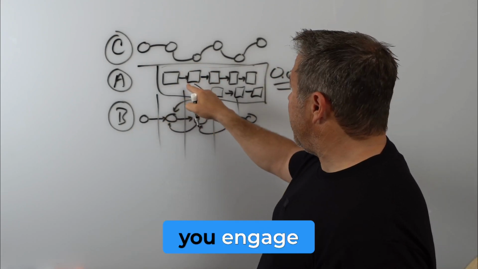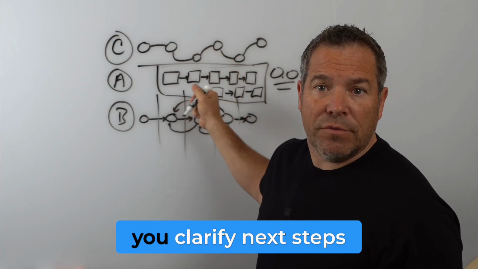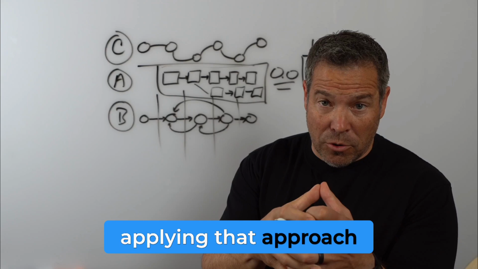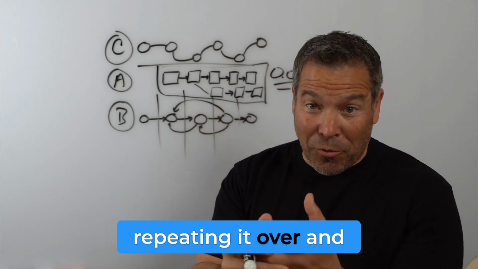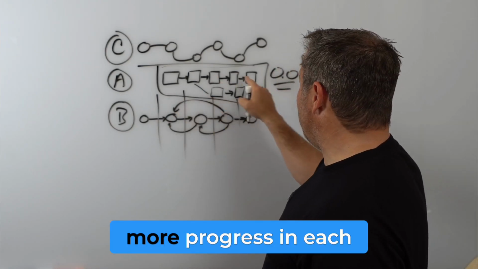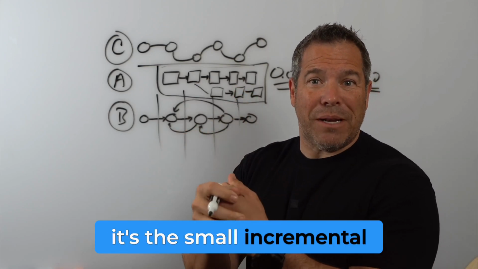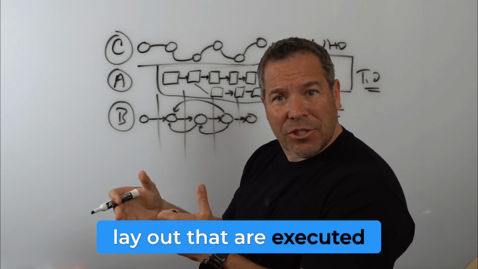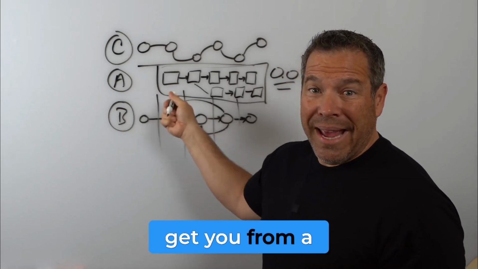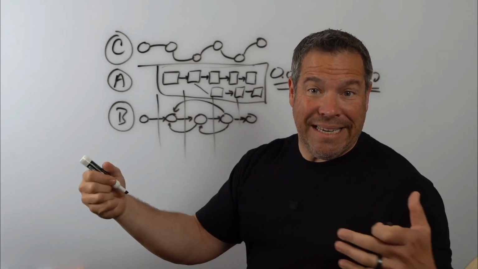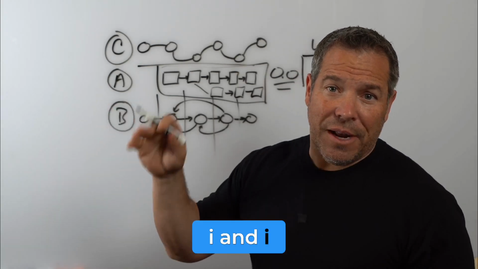When you identify, you engage, you establish objectives, you clarify next steps, and you call people to action, applying that approach, repeating it over and over again, you will help make more progress in each of your deals. It's the small incremental next steps that you lay out that are executed on that get you from A to Z faster by going through B, C, D, E, F, G, H, I, and I won't go through the entire alphabet.